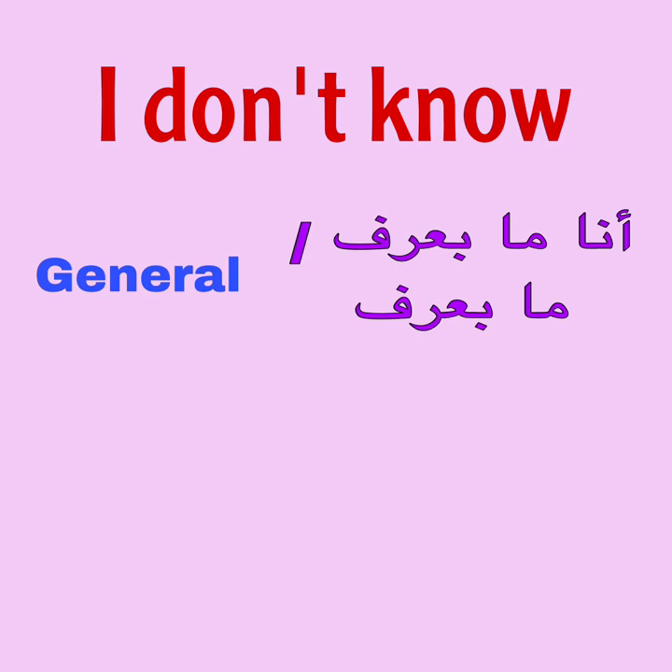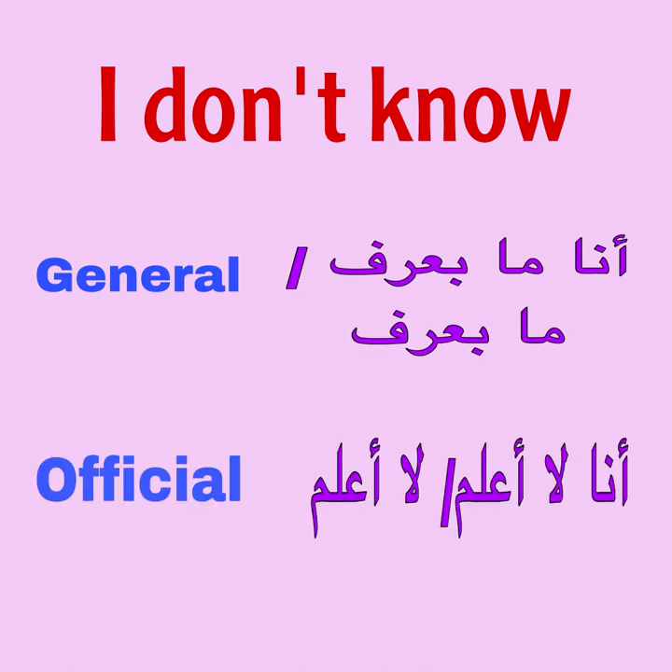Don't know. ما بعرف. Now remember, this is only the general, so it is not the official Arabic, but you would hear this more. What's more proper or formal to say is أنا لا أعلم. We know that لا means no, and أعلم means know. If you find this difficult, you could just say لا أعلم. You don't have to keep on saying me don't know.